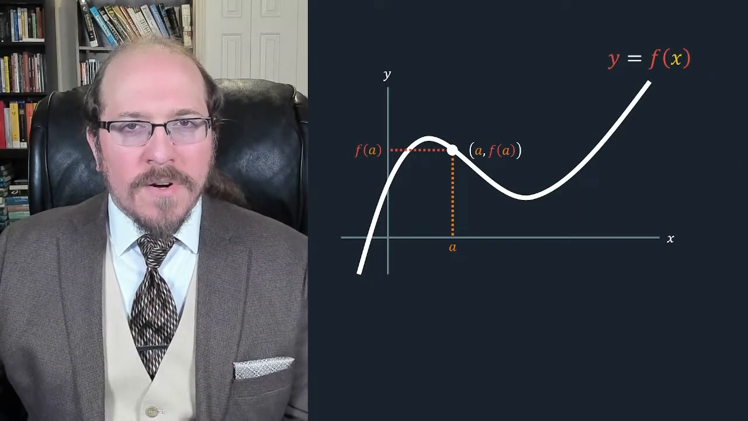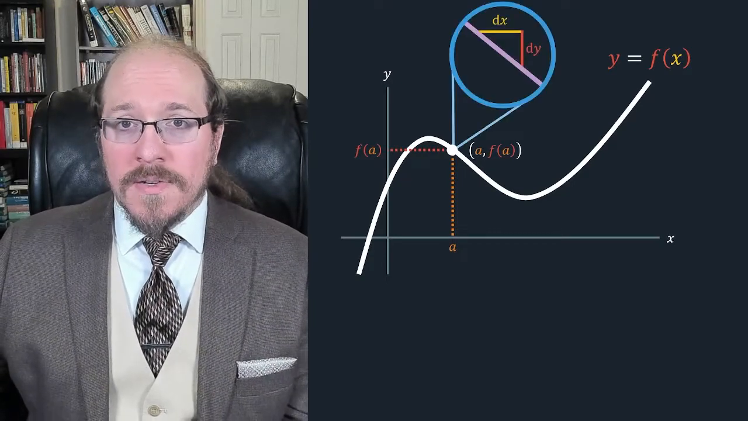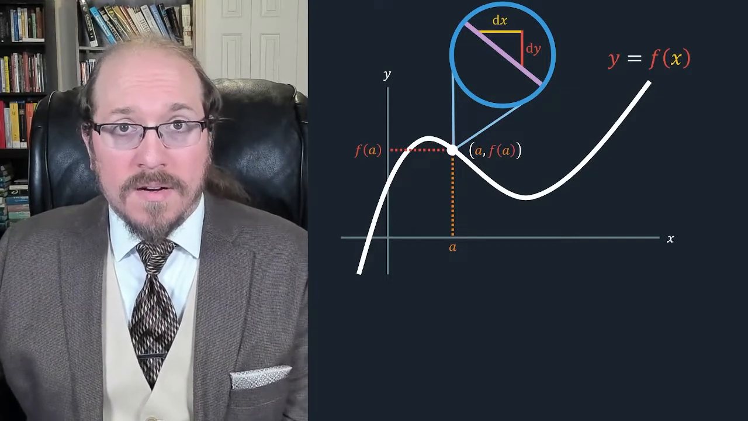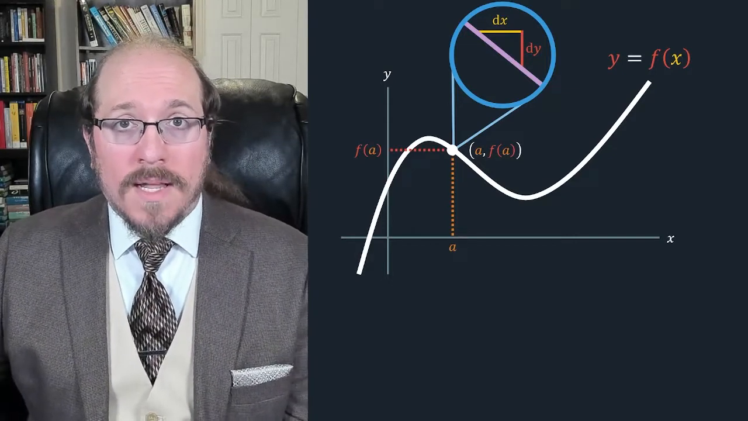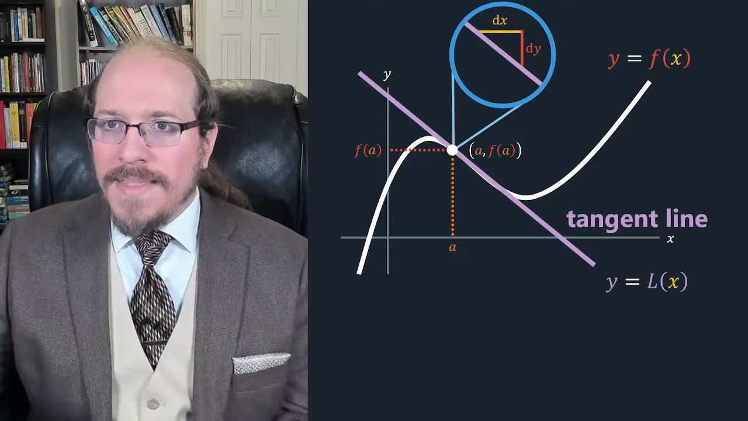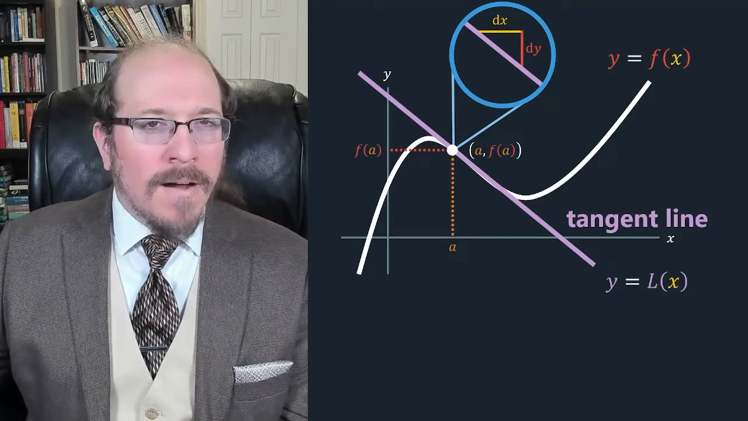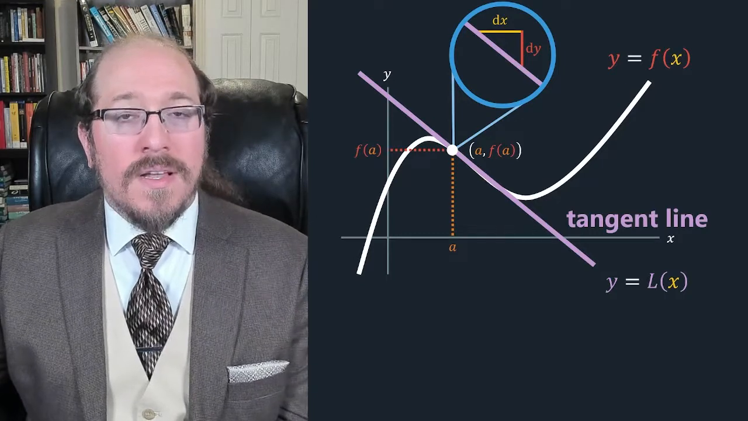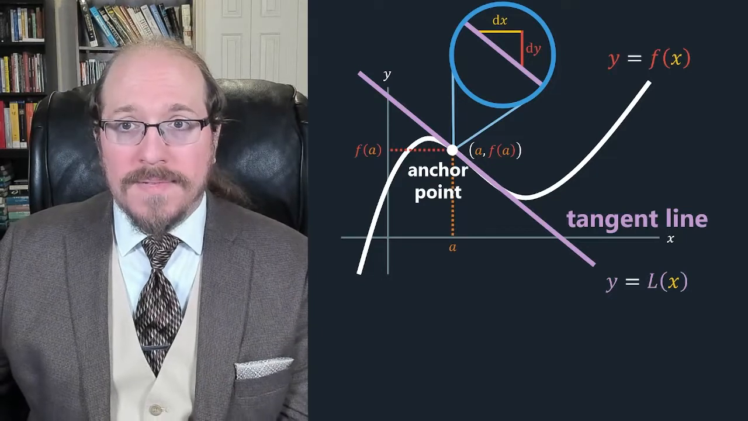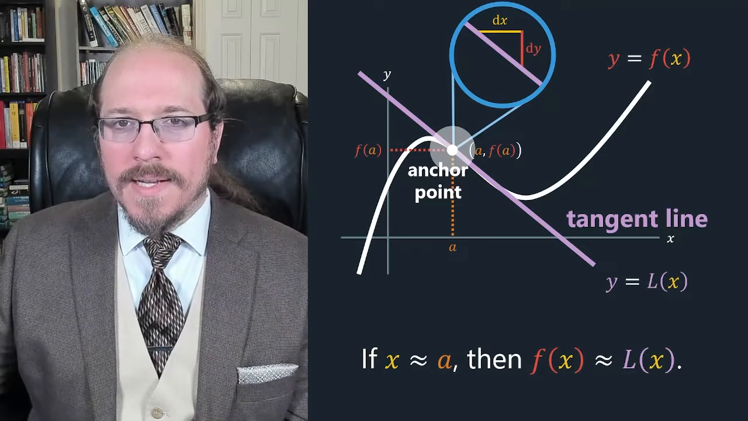Think back to when we first introduced the derivative. We mentioned that if you zoom in very, very close, maybe even infinitely close, to some point x equals a on a smooth curve, then the curve should look more and more like a straight line. Well, if we zoom out again and extend that straight line, we get what's called the tangent line to that curve, which barely grazes against or touches the curve at that point, which, by the way, we'll start to call the anchor point.